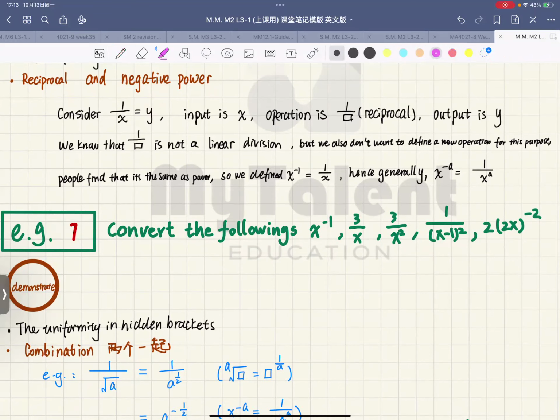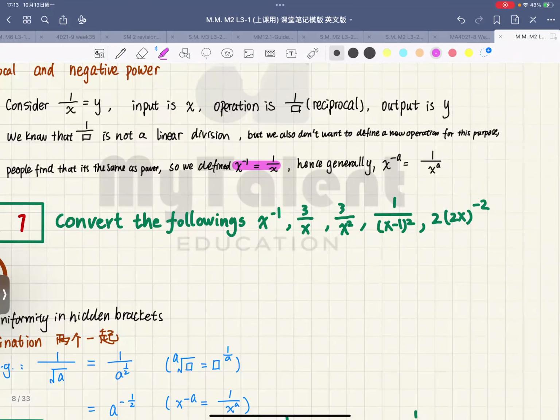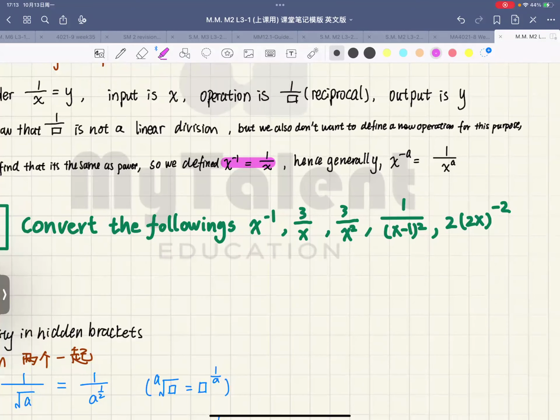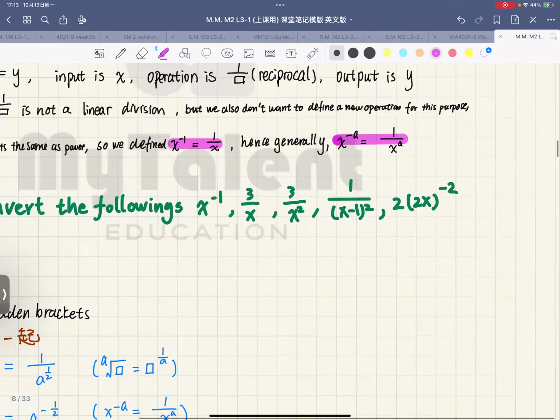Again, it's just a formula. Any of you done general math before? General math or year 10 math? I believe that's in year 10 essential math, okay? When you learn quadratic. X to the power of -1 is equal to 1 over x. Okay, so generally, x to the power of -a is equal to 1 over x to the power of a. I'll give you a quick example.